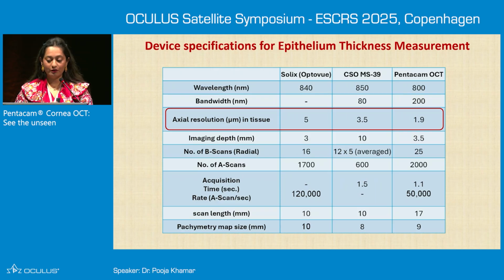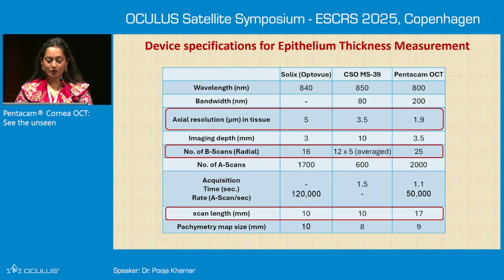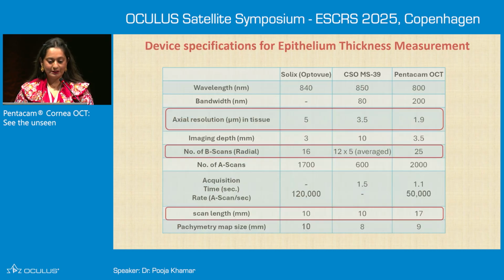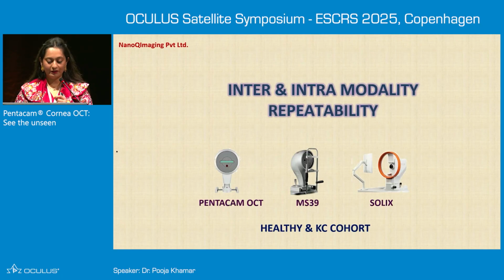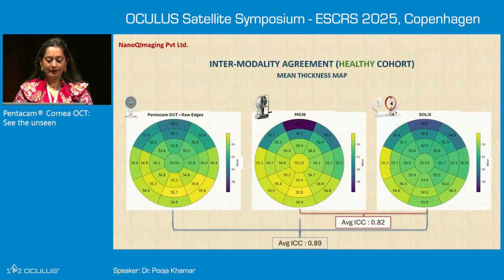I don't need to go into this because a lot of you may be aware, but why we are able to do all of this is because of the resolution, which is on the higher side on the Pentacam OCT, the number of scans it does, and also the scan length. So looking at this, we wanted to look at the repeatability of the 3 devices, the commercially available ones and the newer one, which is on the block. And just to highlight, in a healthy eye, the ICC between all 3 devices, Pentacam OCT, MS39, and Solix, the Pentacam OCT had a better resolution with a better repeatability of 0.89.